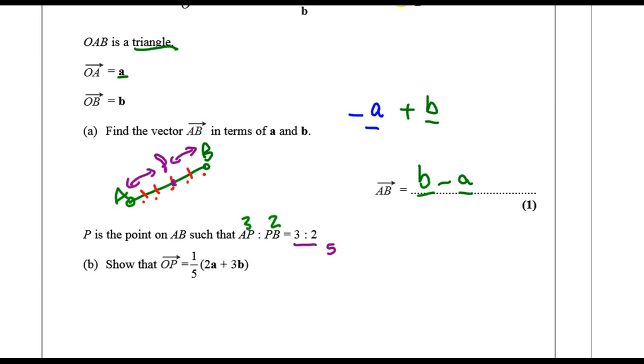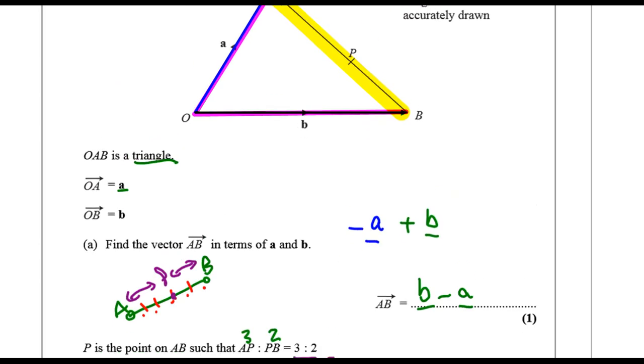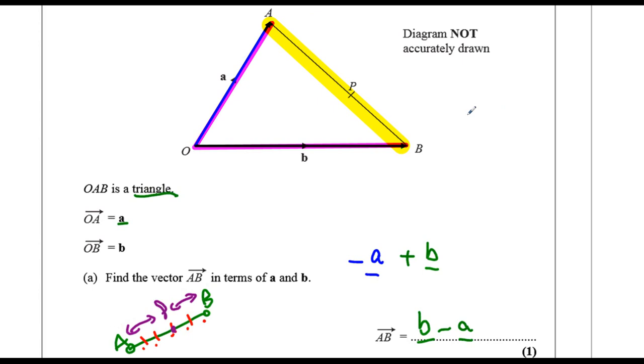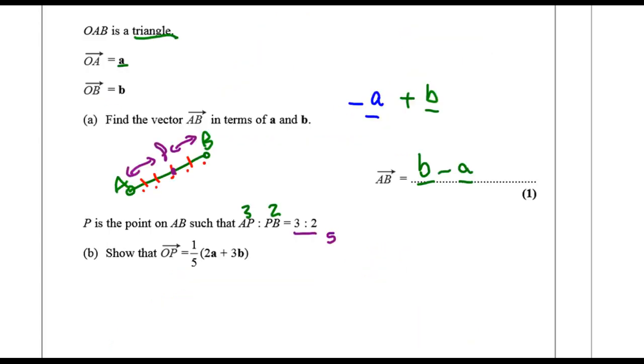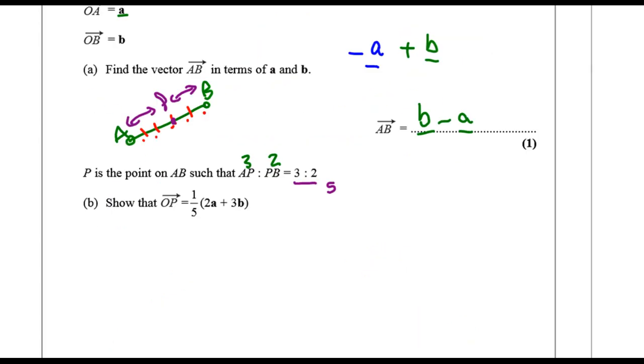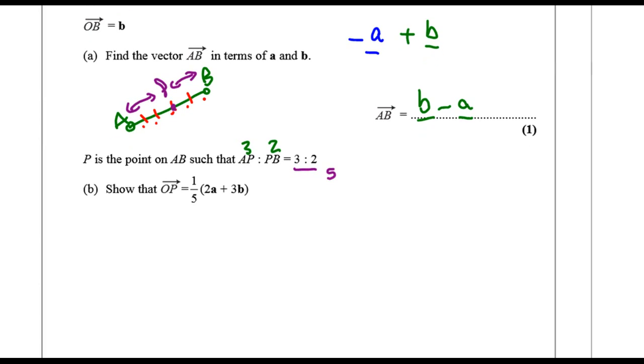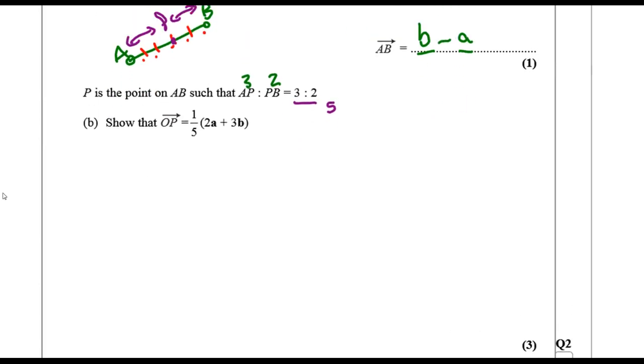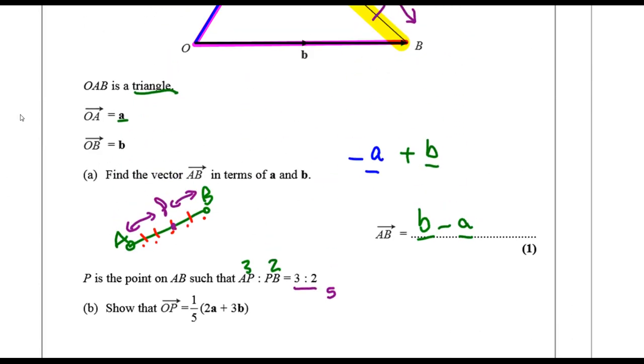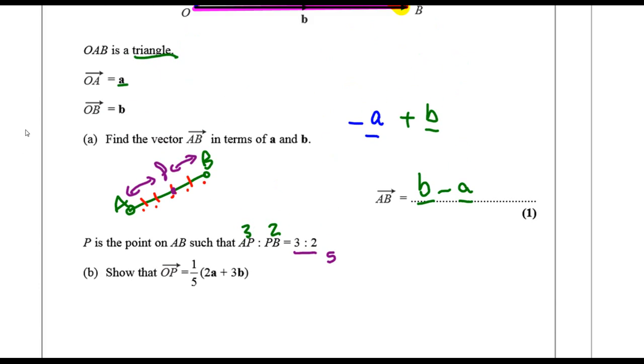Anyway, on the diagram, basically what we just talked about, we can do it here. So that is 2/5 of the way along, and this is going to be 3/5 of the way along. You will get used to this after a bit of practice. Right, so what's it asking us to do? Show that O to P is 1/5 (2a + 3b), and it's going to give us 3 marks if we manage to get it right.